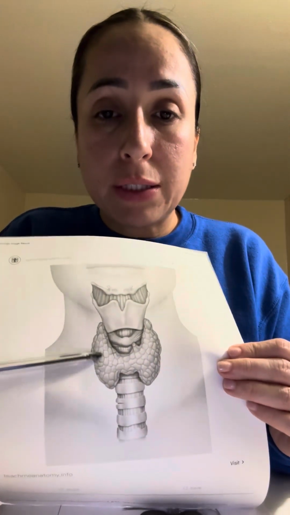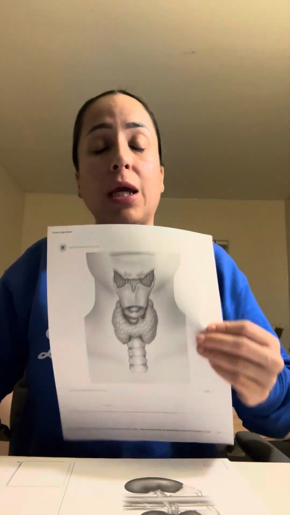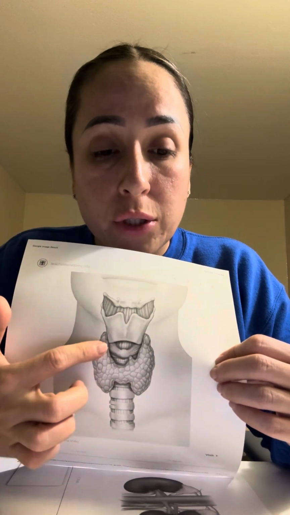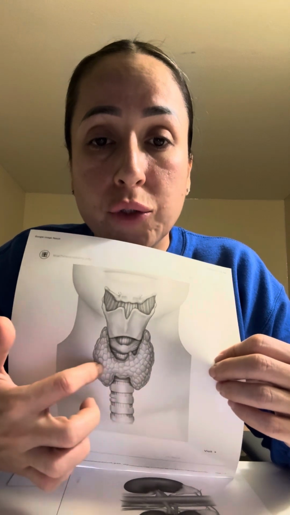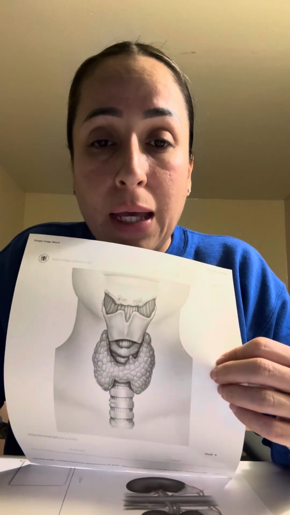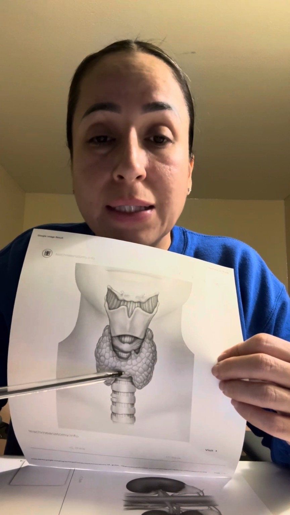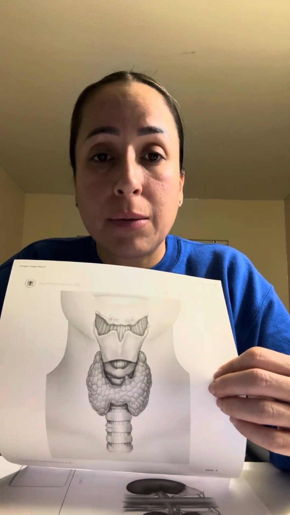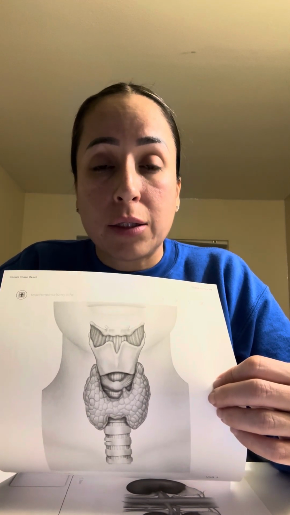The next one is the thyroid. So this is the thyroid right here. It is located anterior to the neck, inferior to the larynx, on top of the trachea. The structure is butterfly shaped. It has two lobes on each side of the windpipe, and they are connected by the isthmus. Its function: it plays a major role in metabolism and the development and growth of the human body, and it produces the hormones T3 and T4.